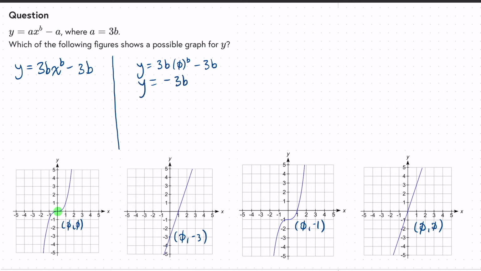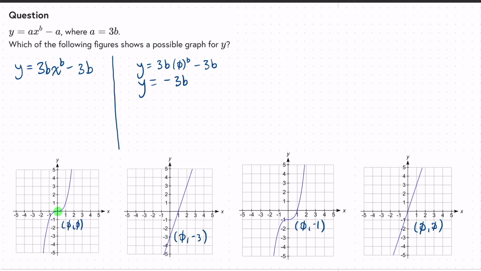So if x is 0, y is equal to -3b. And what happens if b is 0, right? That's the only way we get y equal to 0. Well, then the rest of this graph doesn't make any sense, right? The rest of this graph is 3b, 0, right? 0 minus 0 is 0, right? This just doesn't make any sense.